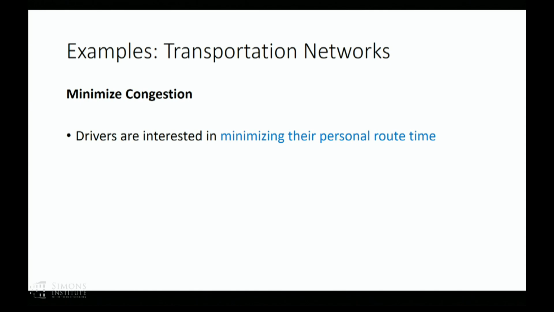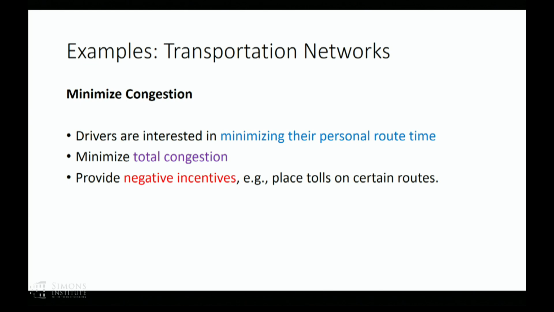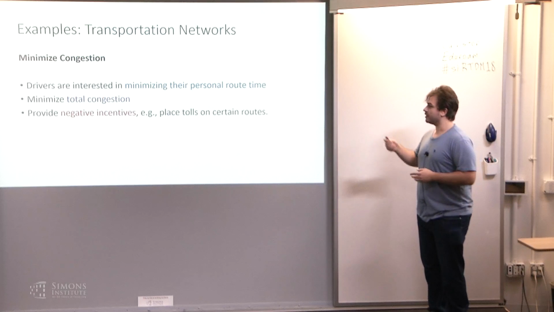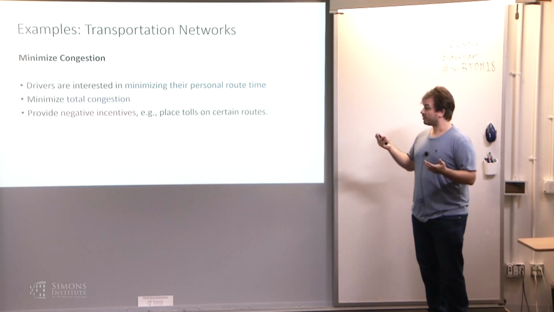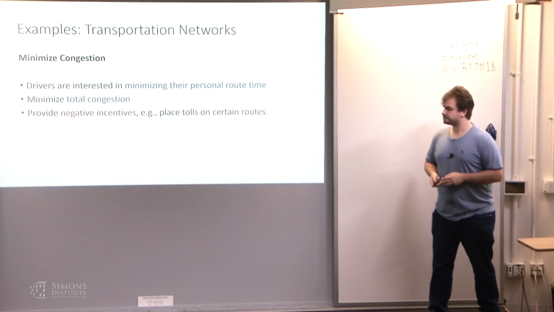Another example would be transportation networks. Our goal here would be to minimize congestion. Drivers are interested in minimizing their personal route time, whereas our goal is to minimize total congestion. The incentive structure here would be a form of negative incentives. For example, place tolls on several routes so that it incentivizes some change in the routes that the drivers are choosing, so that in total we minimize the total congestion.